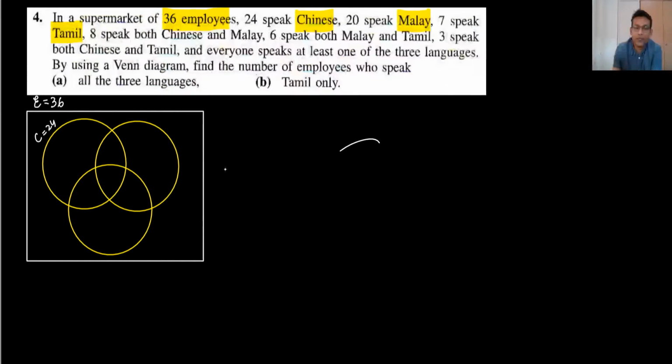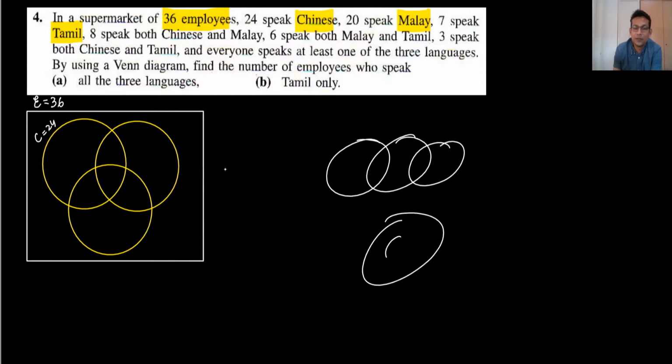Venn diagram, not like this, or not like this? What's the reason? Because when you read this part, at least one of the three languages, everyone speaks one of the three languages, meaning there is something common here. This is a very important part.